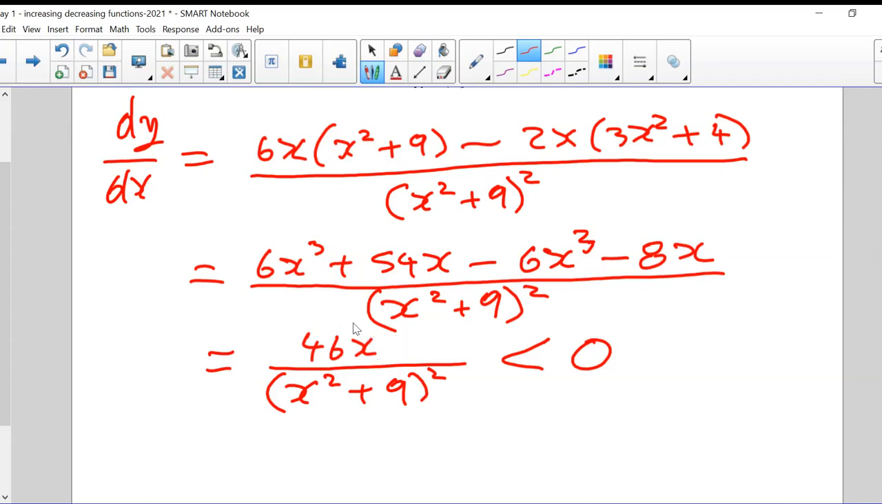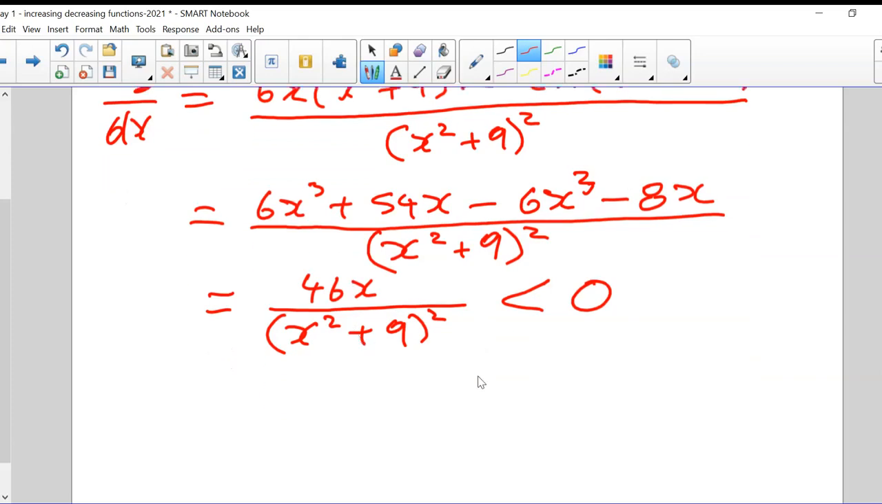Any negative value of x, so not 0, will make this numerator negative. And if the top is negative, we already said it doesn't matter what the value of x is, the bottom is always positive, right? That means a negative top and positive bottom makes this fraction negative. And let me just make sure we understand why that is, right?